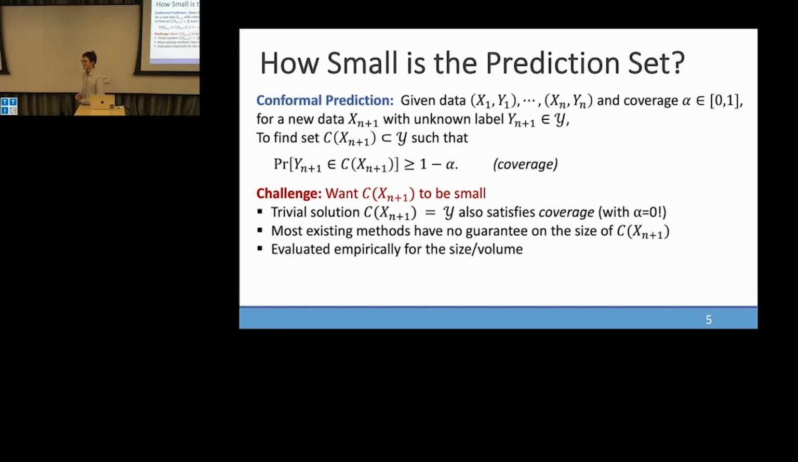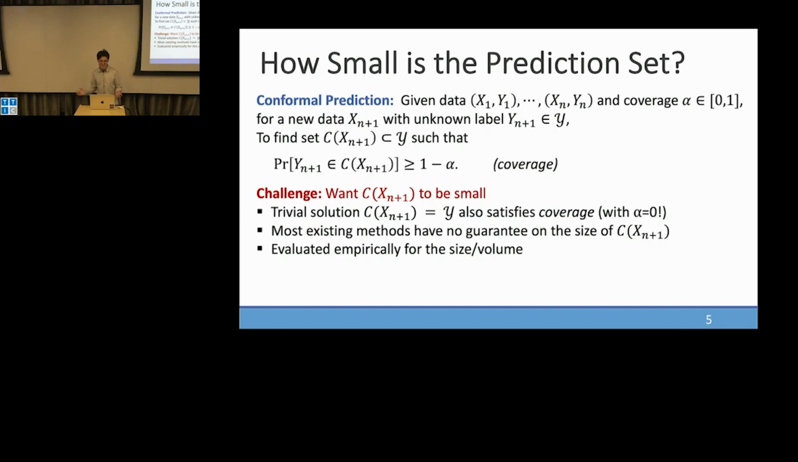Why is it called conformal? Conformal is something about angles, right? It's because you're trying to evaluate how similar that point is, or how close your prediction is to the true value. Okay. Yeah, in this sense.